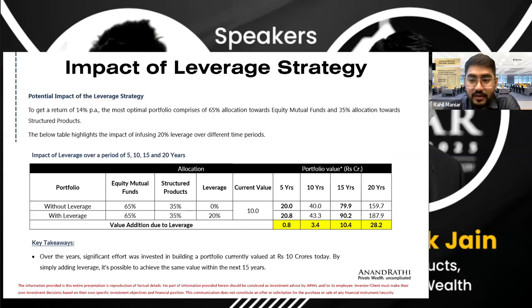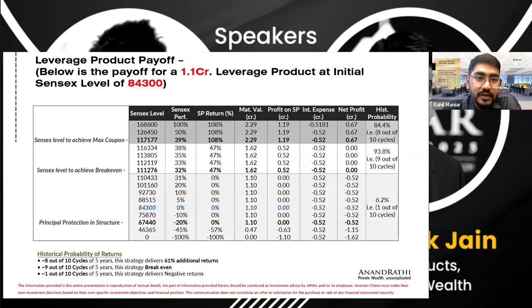Now, let's dive into the math of the strategy. What is this strategy? What is the structured product that we're going to look at? And what are the different scenarios of it? This is what the leverage math looks like. So we have taken an example of 1.1 crore. Over here, as you all know, structured products are conditional coupon products. They have a certain condition to give you certain returns. What is the condition over here? Tenor remains the same. It's a 5-year structured product.